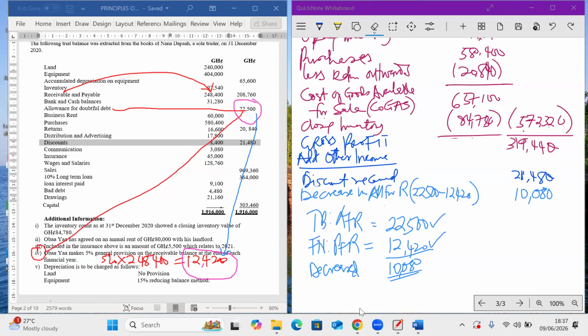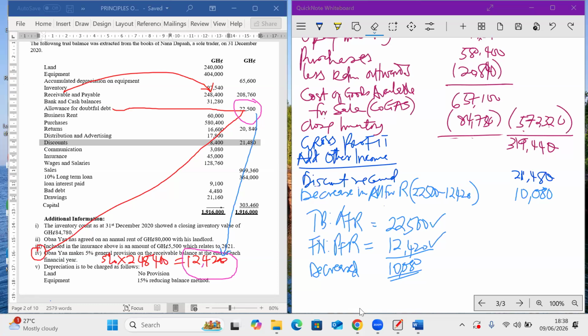Yes, sir. Decrease in allowance is a gain because they estimated that 22,500 will not be paid by the customers. By the end of the year, the 22,500 has decreased to 12,420. It means that those customers they estimated who were owing 22,500, some of them have come to pay 10,080. That's why it has decreased to 12,420 at the end of the year.